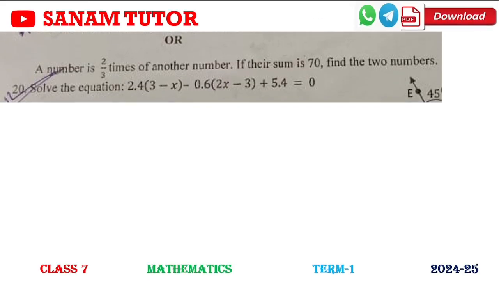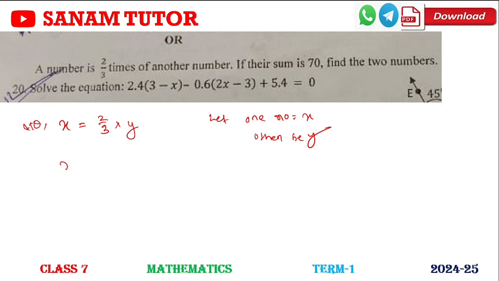A number is 2 by 3 times another number. Suppose the sum is given, find the two numbers. Suppose a number is x, equal to 2 by 3 times the other number, suppose y. So let one number be x and the other number be y. This is according to the question. Okay, so the sum of them is 70.